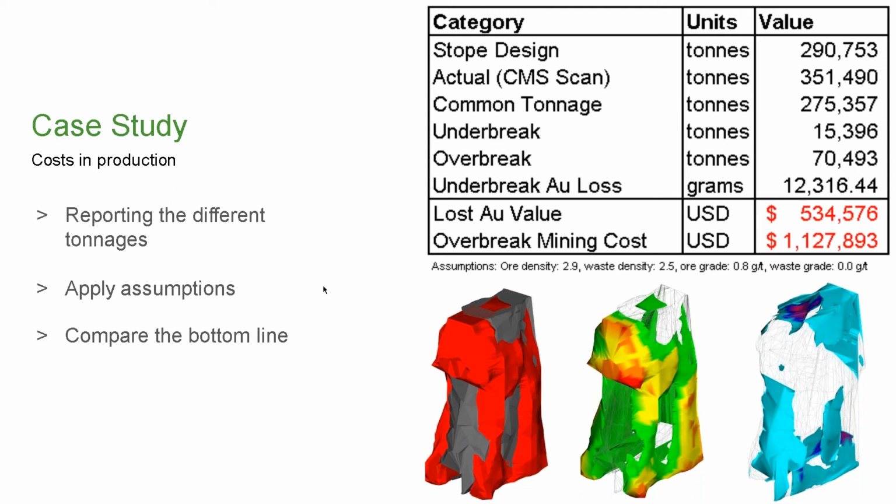These two costs, through lost revenue and additional costs from mining dilution, add up to about 1.6 million dollars. Our goal by practicing and understanding this design conformance would be to improve our excavations and bring both of these numbers closer to zero.